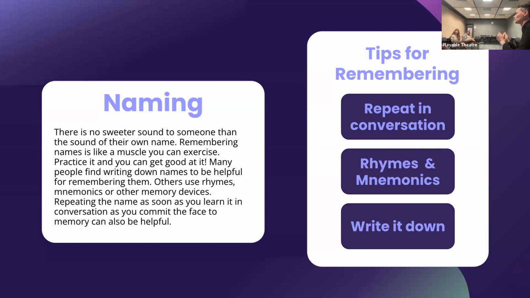Then if you have the opportunity to go off stage, write it down immediately. Cecily, green necklace, so that you have it in there. And then you can always come back to that notebook or whatever it is and find that and reference it. And that's super, super helpful. And then there's also, you can use rhymes and mnemonics and other things like that.